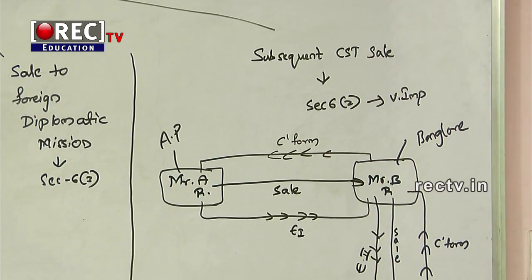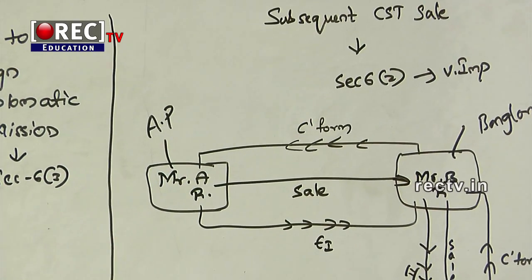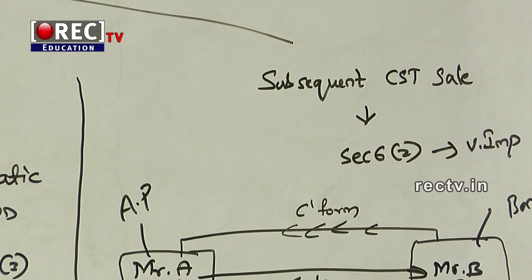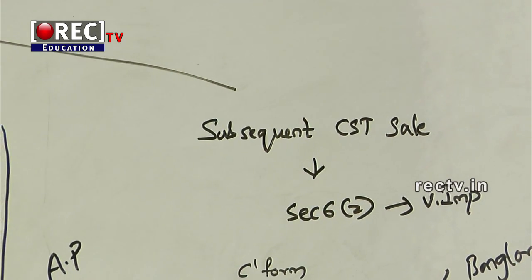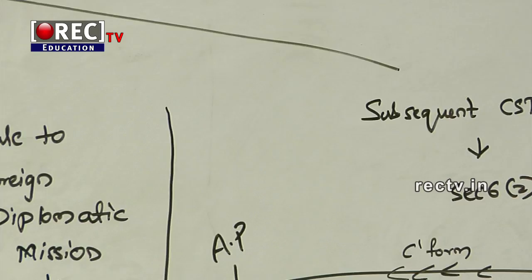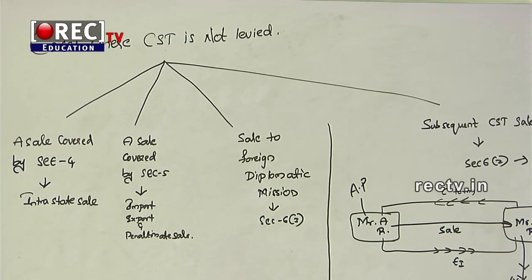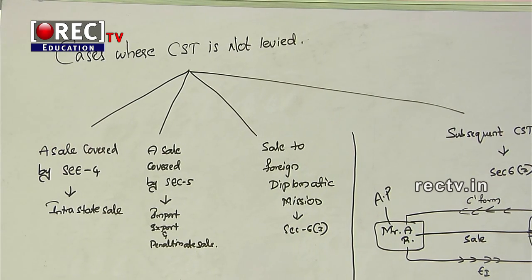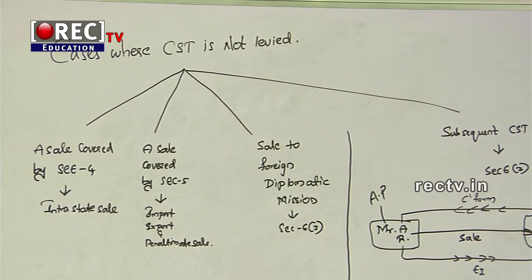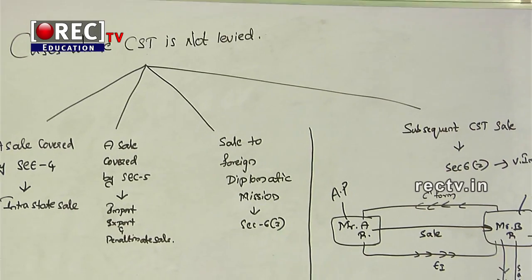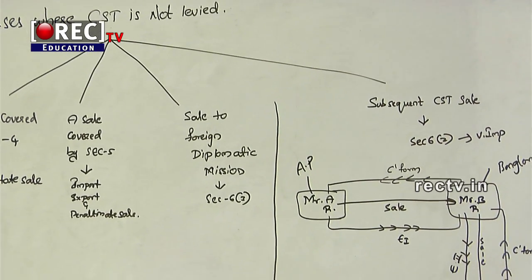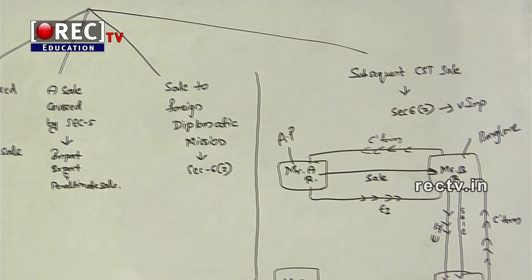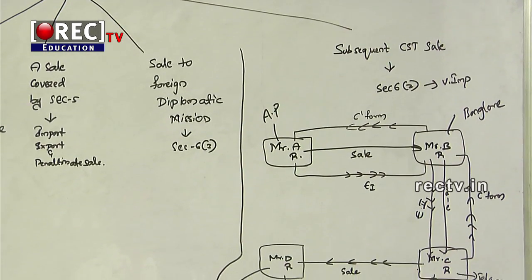These are the following 4 conditions where there is no levy of CST: a subsequent CST sale, a sale to a foreign diplomatic mission, a sale covered by section 5, that is import, export or penultimate sale, and a sale covered by section 4. In these situations there is no levy of CST.